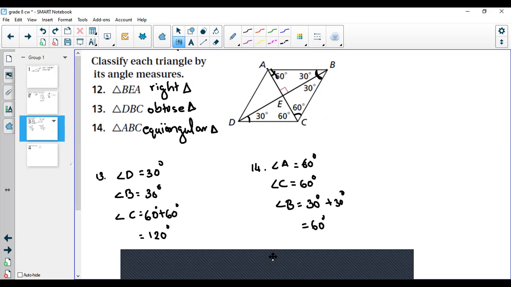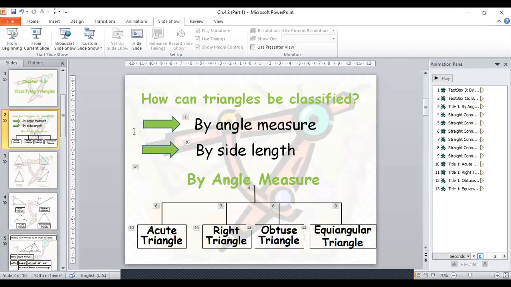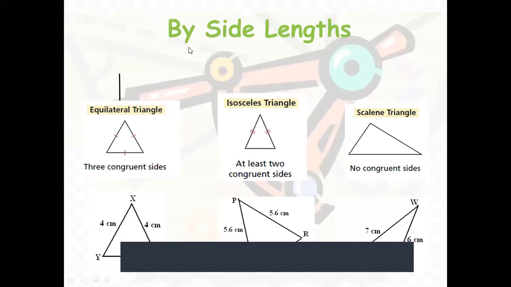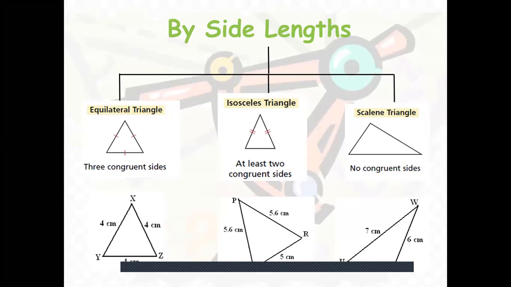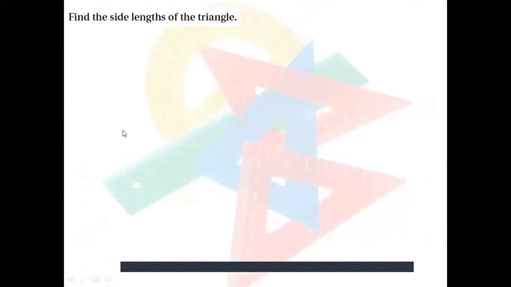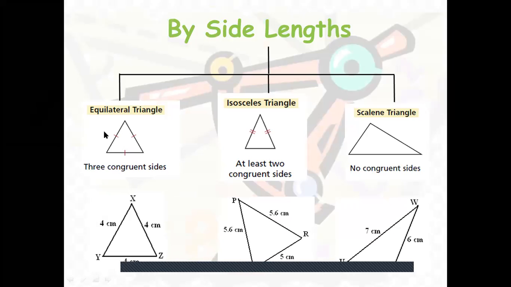Okay, now let's move on to the other part of the lesson where we are going to classify the triangles by using angles. Sorry, by using side lengths. Now when you're using side lengths, there are three types of triangles which are classified using their side lengths. The first one is the equilateral triangle, which says all three sides of the triangle are equal, as they will be marked in this way.